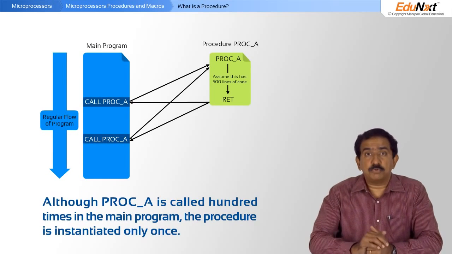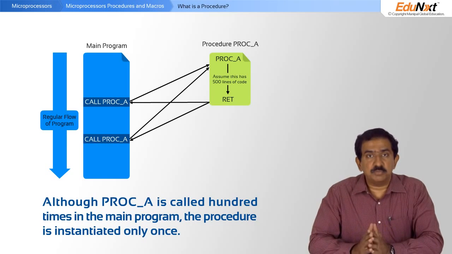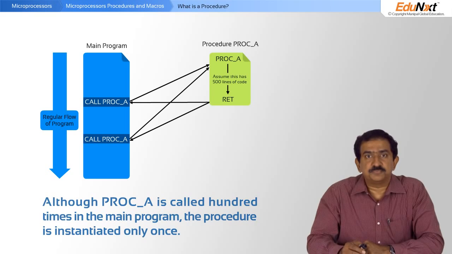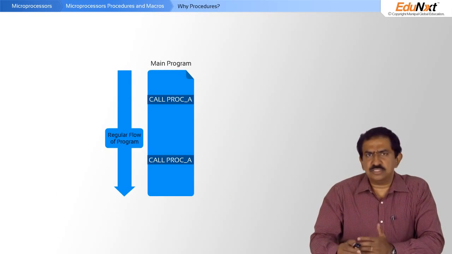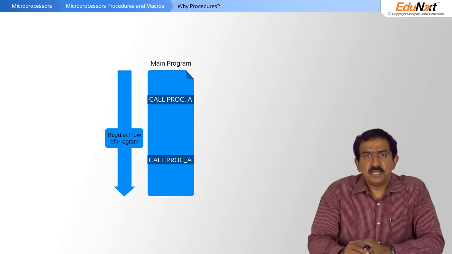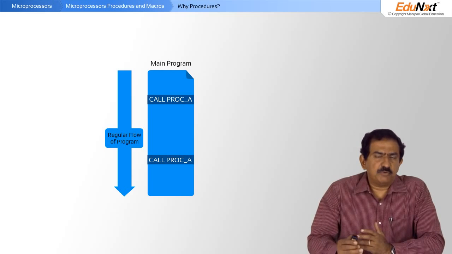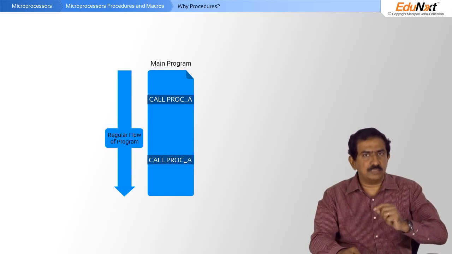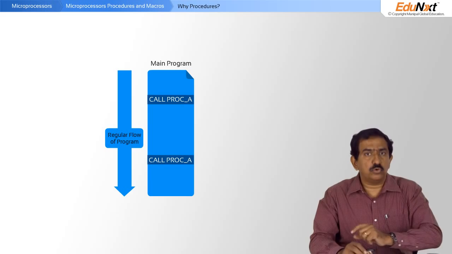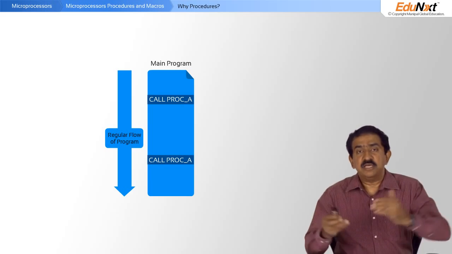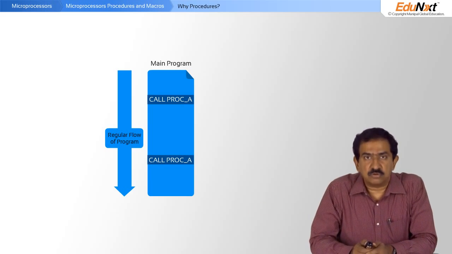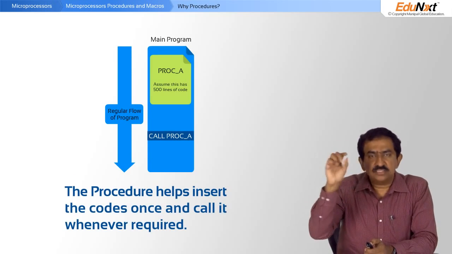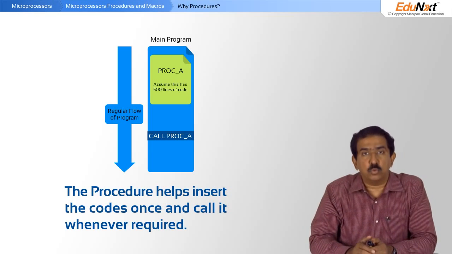You could have called proc A 100 times in the main program and the procedure would have been still instantiated only once. Why are procedures used? Now it's fairly simple to understand. If a procedure is not used and if you had to use that code 100 times, you would have had to insert that piece of code 100 times within your program, expanding the memory requirements of your program. The procedure helps you to insert it once and to keep calling it whenever you want.